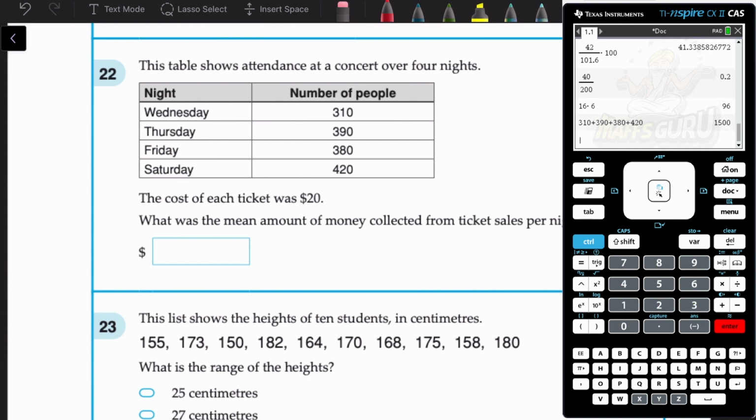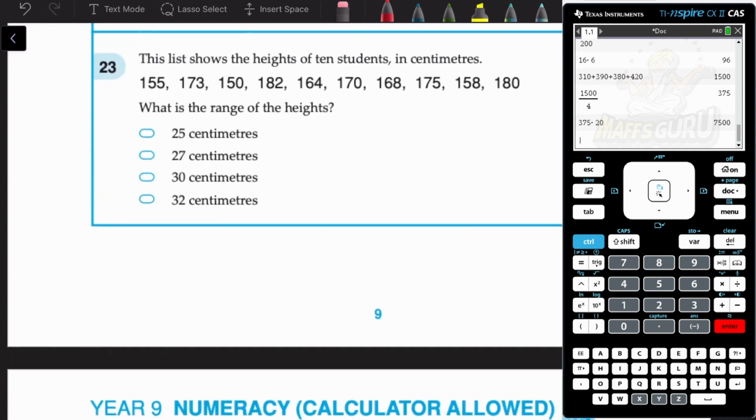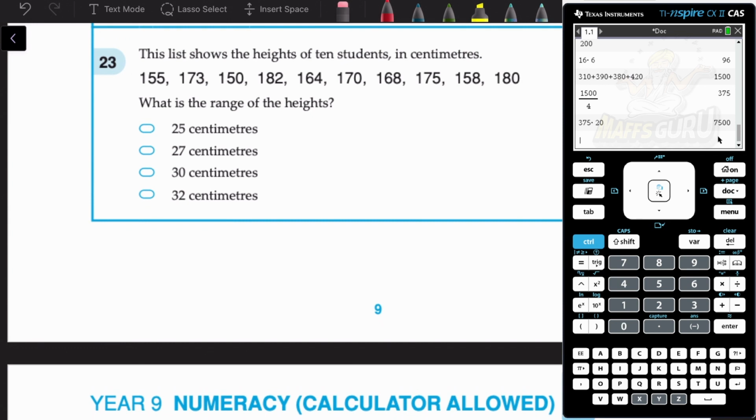And then I'm going to divide that. So that's the total number of people I had. Divide that by 4, gives me the average number of people. So the average number of people was 375, which I can now multiply by $20. So let's do multiply by $20, gives me $7,500.